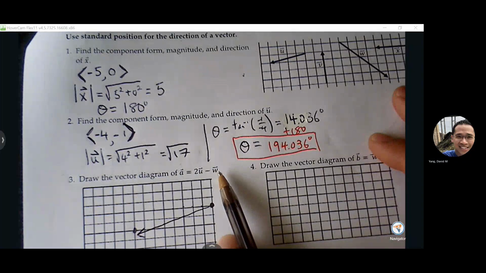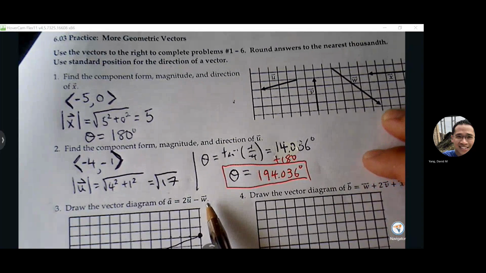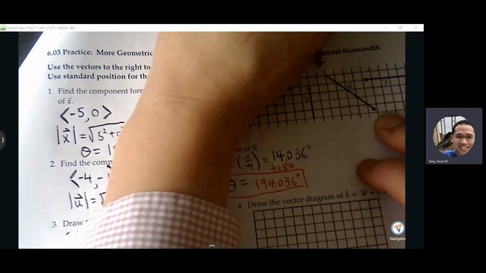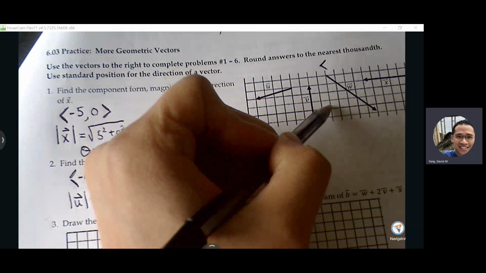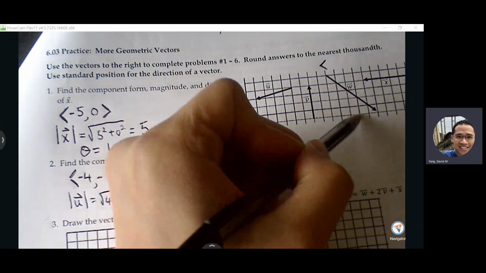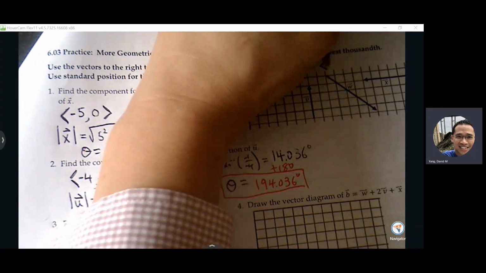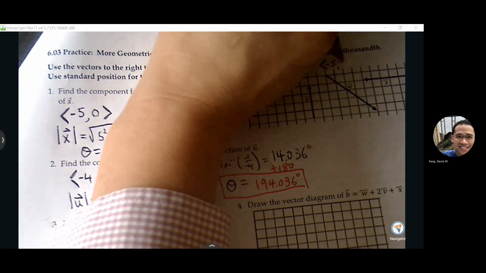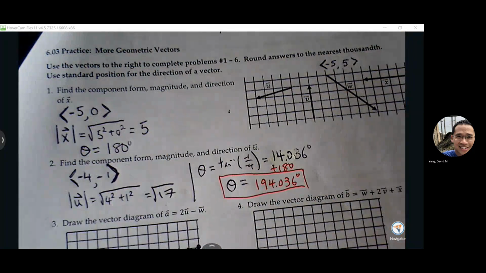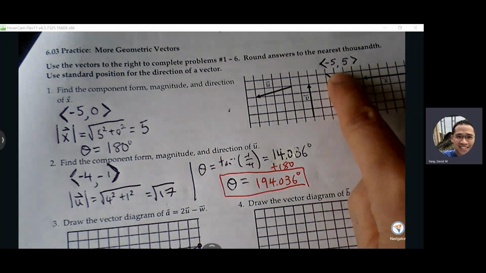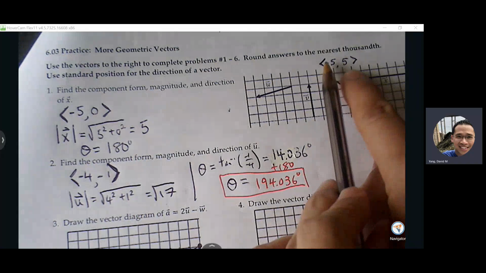Minus w. All right, so if you think about w, I'll just put the vector component form for w. It's 1, 2, 3, 4, 5. 1, 2, 3, 4, 5. So it's down 5 to the right 5. So if I'm doing a negative w, I know I'm going to change those signs here. I'm going to go to the right.